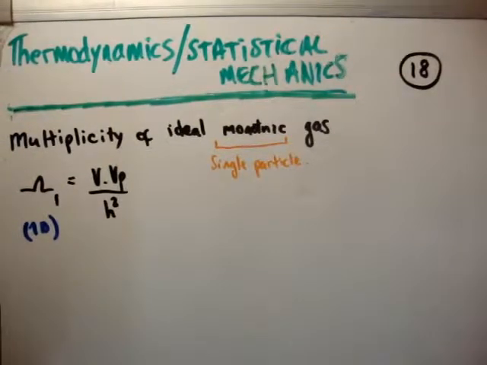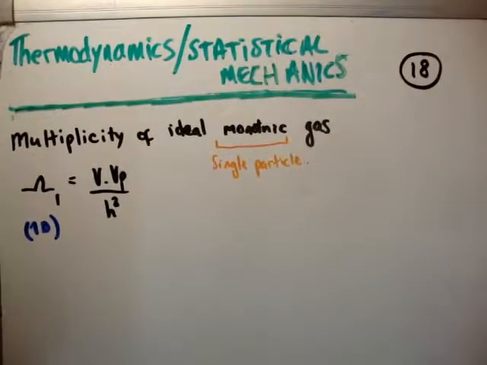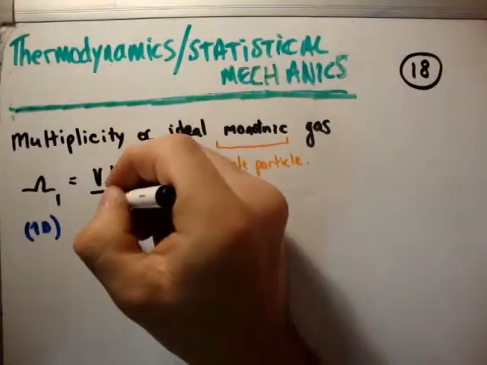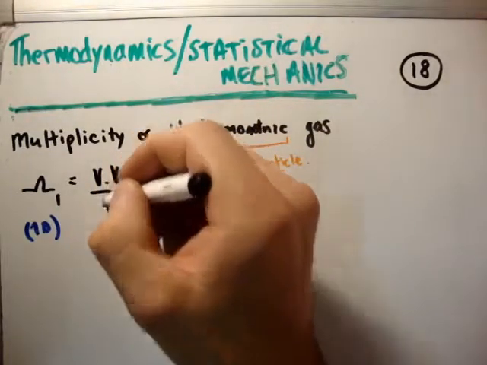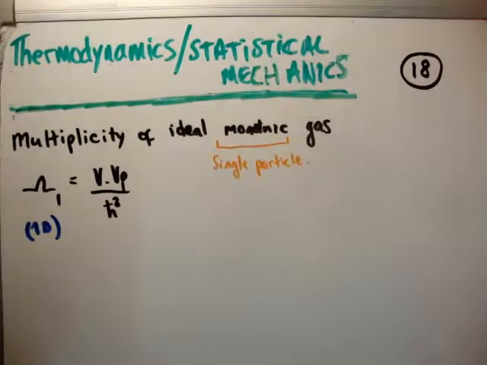Okay, in this video I'm going to continue on with my tutorial videos on thermodynamics and statistical mechanics. This is video 18 and I'm going to discuss the multiplicity of an ideal monatomic gas, where monatomic means a single particle. And we'll see that the multiplicity is the volume in position space multiplied by the volume in momentum space divided by h bar cubed or h cubed. Look, the factor of 2 pi is not very important because the multiplicities are so large.